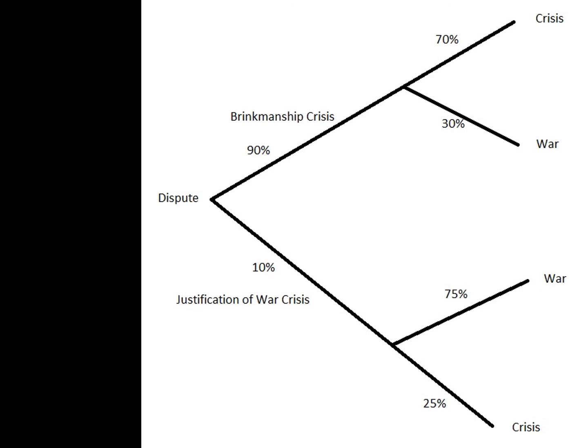So for example, given the following probabilities: 90% of crises are brinkmanship crises, and 10% of the crises are justification of war crises, and we represent brinkmanship with a B and justification of war as a J. Brinkmanship crises escalate to war 30% of the time and remain as crises 70% of the time, whereas justification of war crises escalate to war 75% of the time, and they remain crises 25% of the time. So these are important, unchanging values, and we're going to use these values to make retroactive assessments.